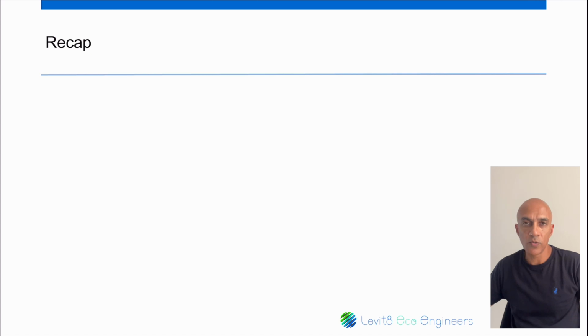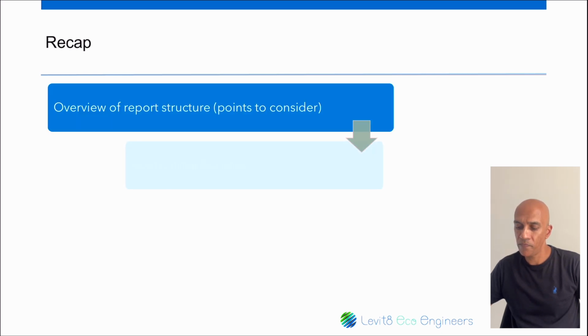And so that brings us to a recap of this video. We basically talked about the overview of the report structure and the points to consider. We've talked about the report format and the sections. We've talked about the clear conclusion and recommendation that's required in your report. And lastly, if any additional studies are required. So this brings us to the end of this course.